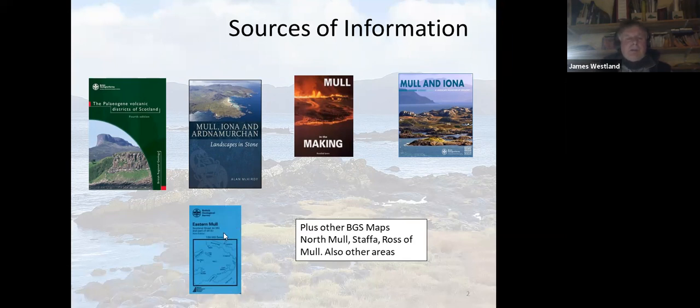And quite important for looking at minor intrusions and things like that are the maps. Now I've just got the cover of the Eastern Mull map, but there's BGS maps for North Mull, Staffa, the Ross of Mull, and other areas. And you can look at them online. You can't download them and save them, but they're available to view.